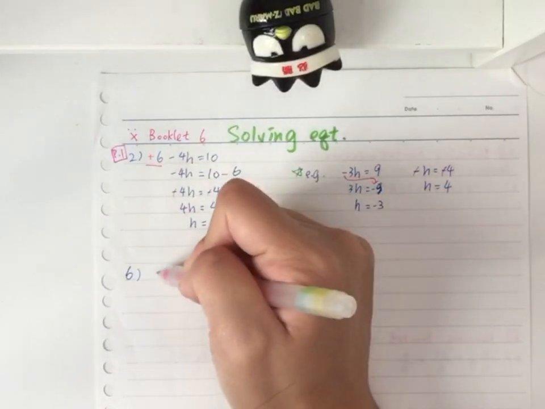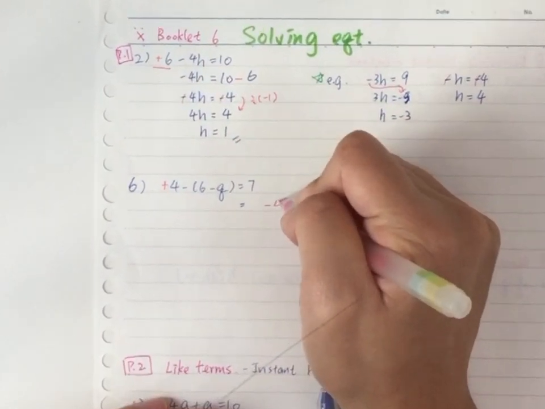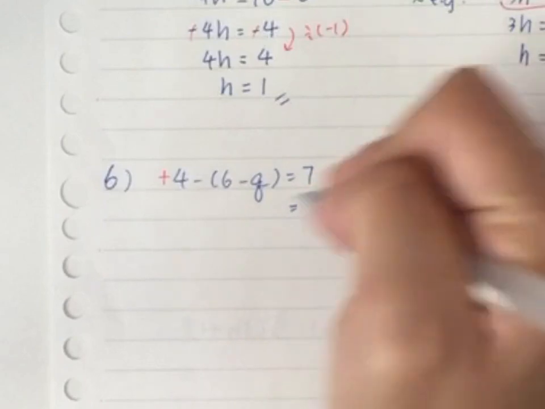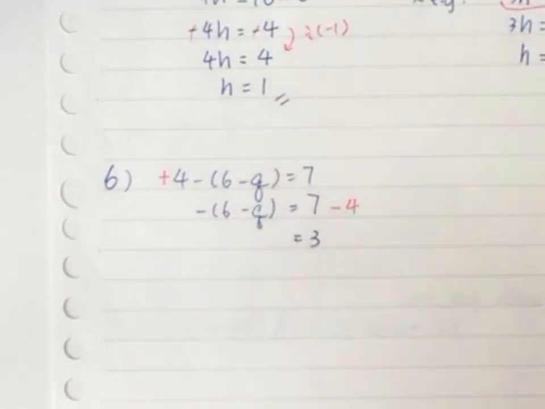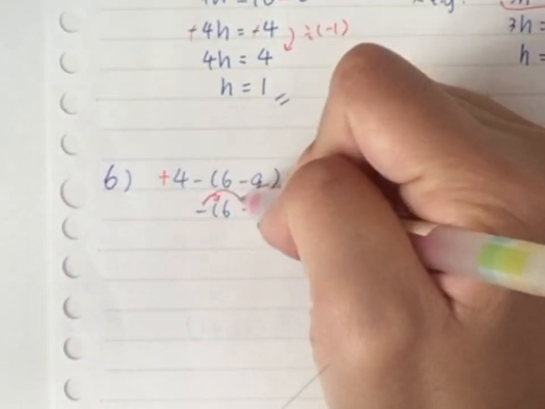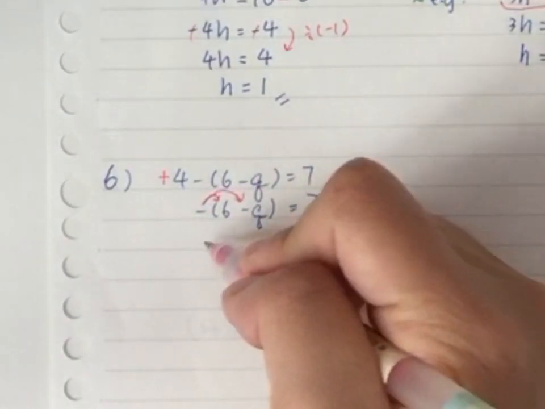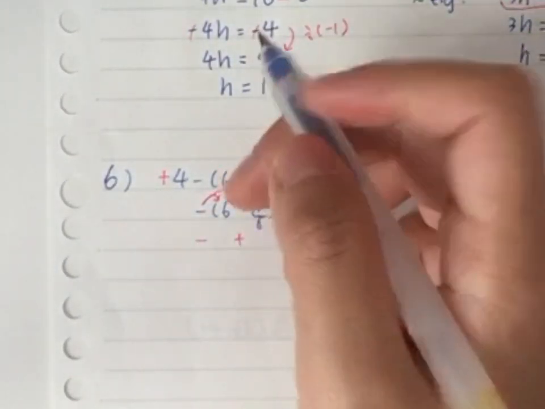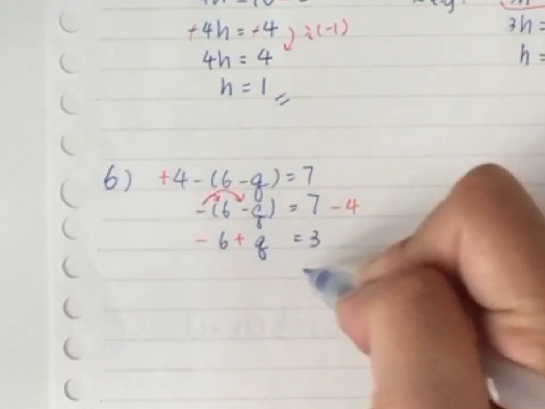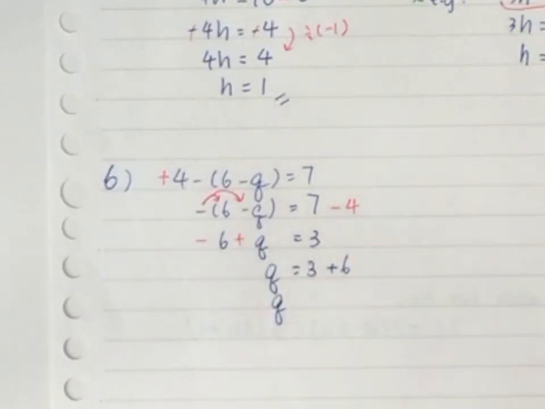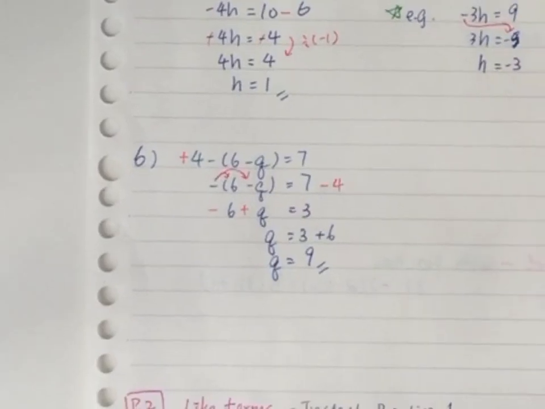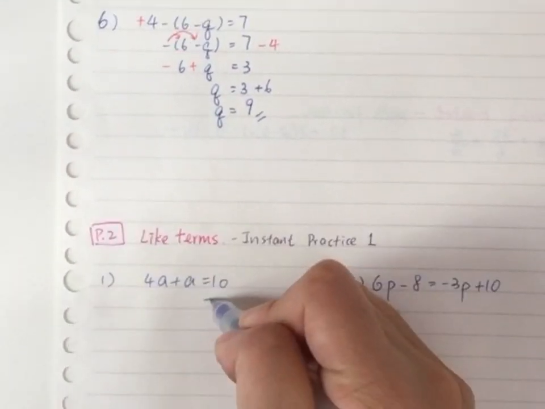Next, we go to question 6. So for question 6, we can see that we also handle the number outside the bracket first. After that, we handle the negative sign by using expansion. So expand negative bracket 6 minus cube. And you can cancel that out and get 9 at last. So this is the basic.